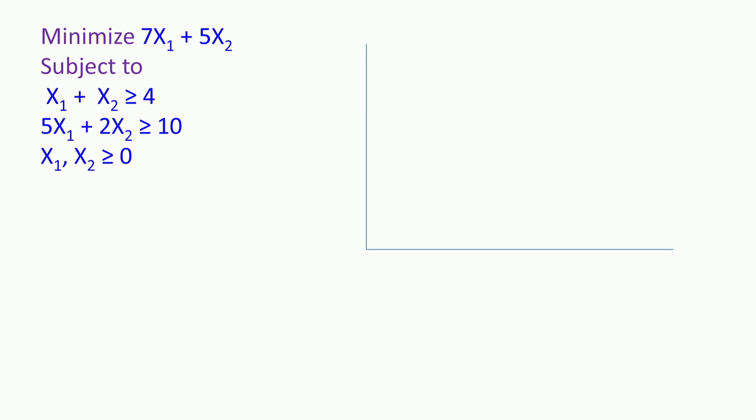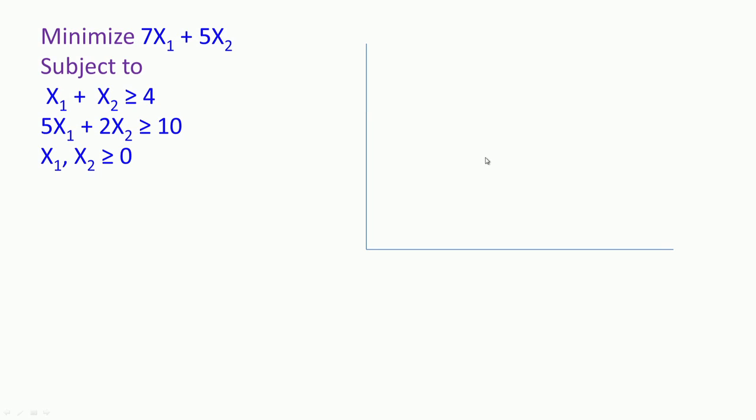Now we draw the graph as we did for the maximization problem, and since x1 and x2 are greater than or equal to 0, we will look at only the first quadrant. We will not look at the other quadrants, because in these quadrants, either x1 or x2 or both will become negative, and therefore we will be looking at only this quadrant, which is the first quadrant.